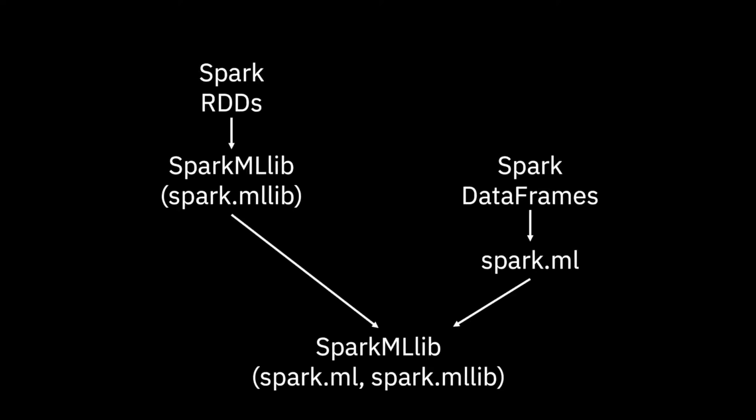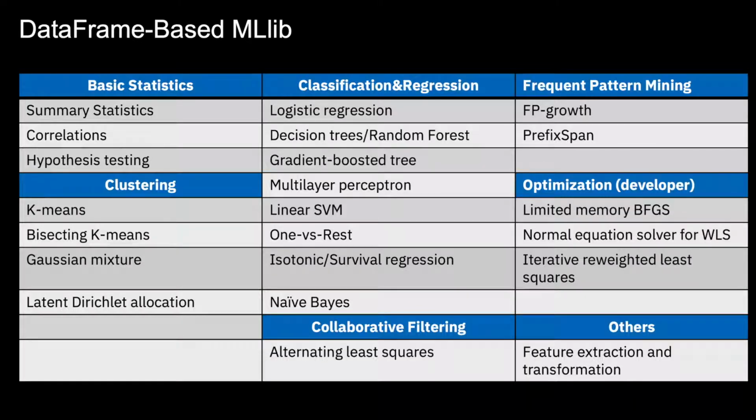The Spark machine learning library started as a library that operated on resilient distributed datasets, or RDDs. After the DataFrame API was introduced, a new package called SparkML was introduced. Eventually, the name settled to SparkMLlib, and it included both DataFrame and RDD support. As of Spark 2.0, released in July 2016, the RDD-based APIs have entered maintenance mode and are scheduled to be removed from Spark 3.0.